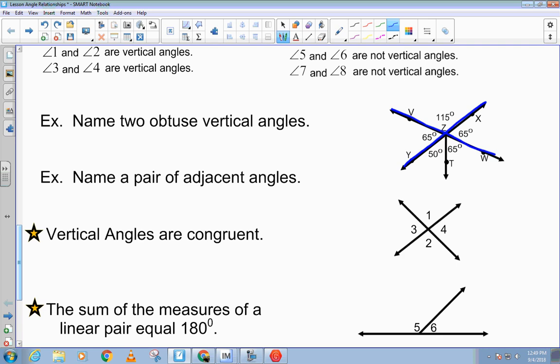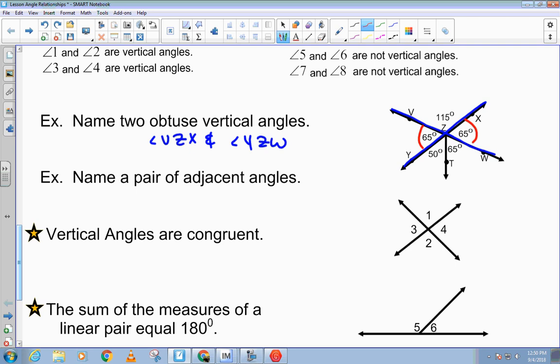Angle B, Z, X, and what else? Y, Z, W. Do I have any acute vertical angles? Yes. B, C, Y, and X, Z, W. For some reason the letters all get mixed around when I try to name them.